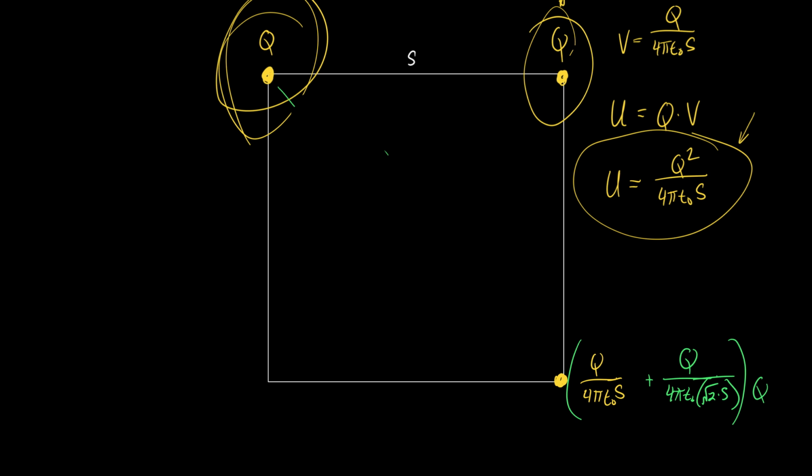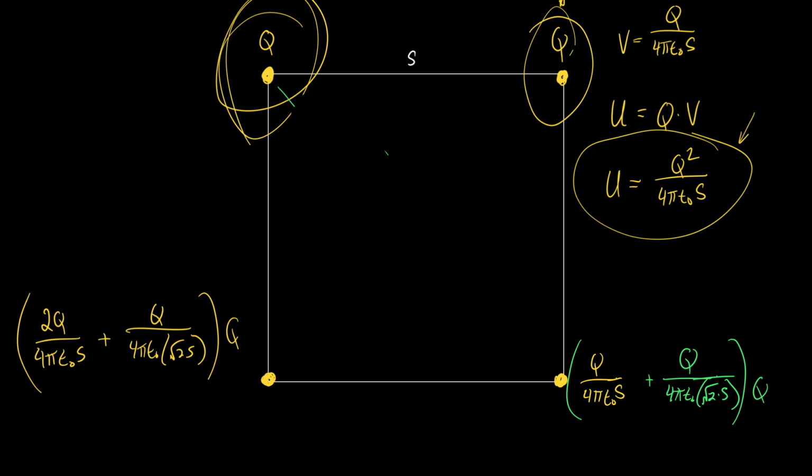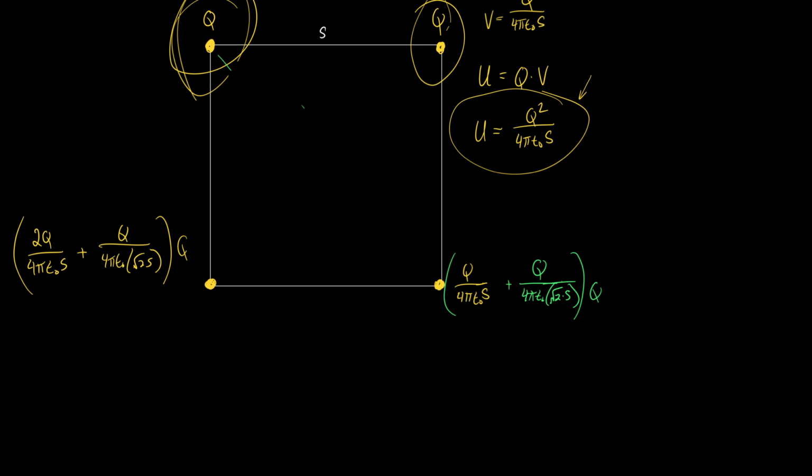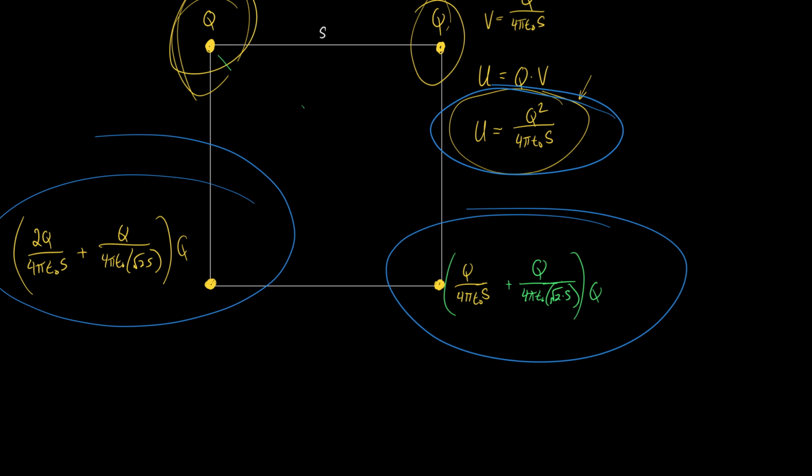It's just this one that's going to be a little bit weird, and that's going to be a little further away. So we'll get 2q over 4 pi epsilon naught s plus root of 2s, and then the whole thing times Q for the amount of energy stored in the system. Assembling a group of charges: the total energy in this system has to be the sum of this energy plus this energy plus this energy.